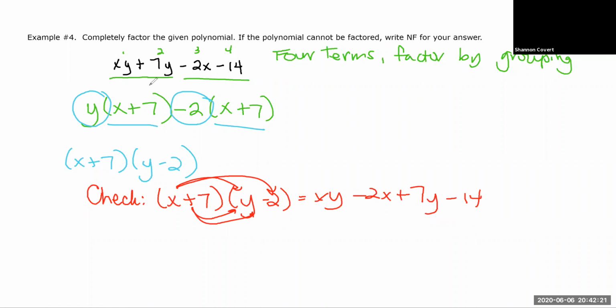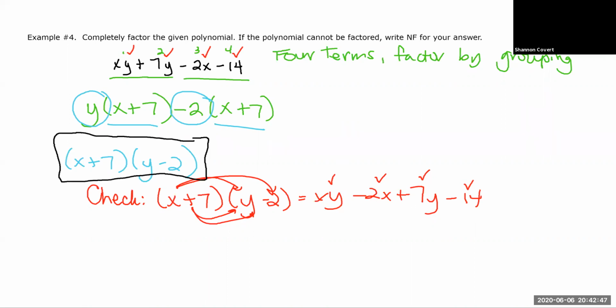It's a little bit different order. Here's an xy, here's an xy. I've got a plus 7y and a plus 7y. I have a negative 2x and a negative 2x, and I have a negative 14. So those middle terms switched around, but that's okay. As long as the signs stayed with them, we're good. So we're going to come over here and box in our answer.